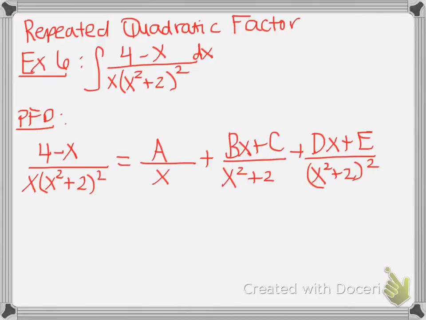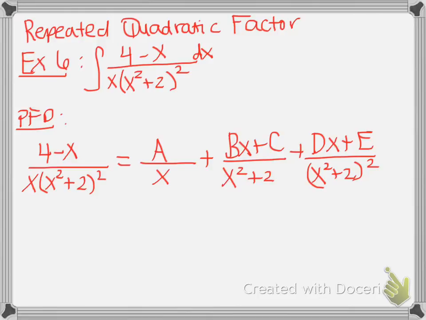All right, so we have this example right here. What if you have a repeated irreducible quadratic factor? I should have put irreducible there, but if it's a repeated quadratic, it's implied that it's irreducible, because otherwise, if you could reduce it down to linear factors, you would. So the integral of (4 minus x) over x times (x squared plus 2) squared dx.